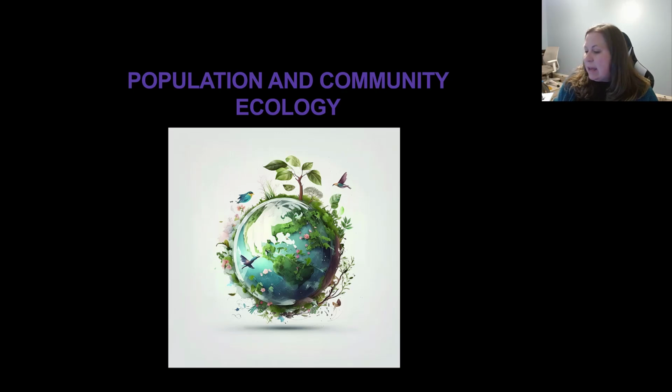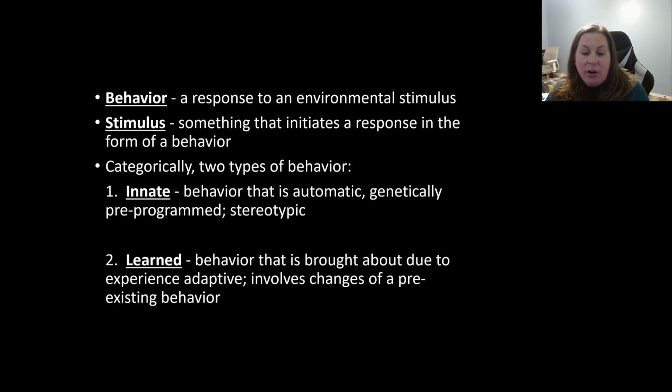And in this particular set, we're going to focus mostly on behavior and animal behavior. So as we dive in, let's define behavior. Behavior is a response to an environmental stimulus. So as you're stimulated by something, how you act or behave is what we're going to be looking at here. Well, what is a stimulus? A stimulus is something that initiates a response in the form of the behavior.